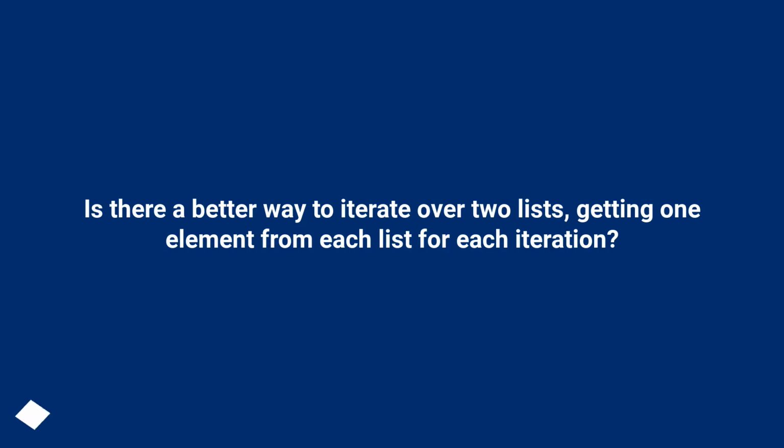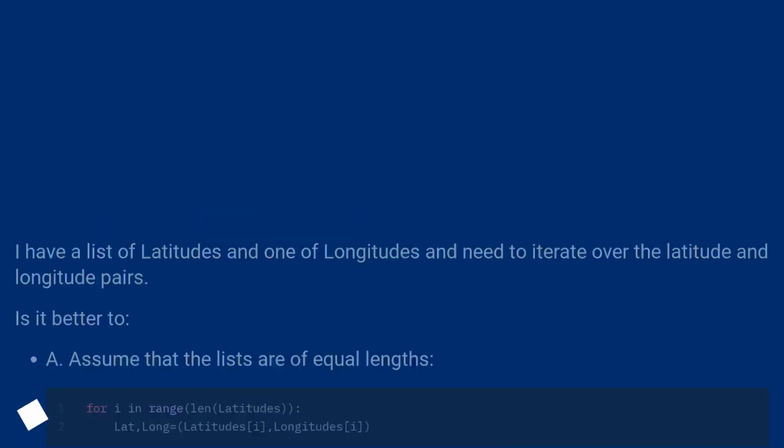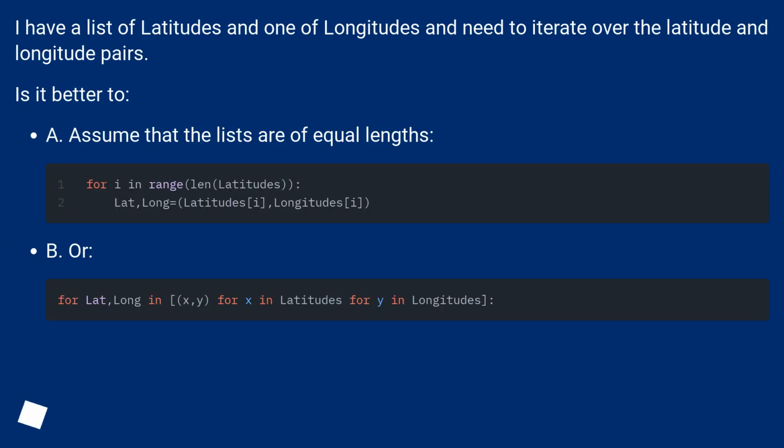Is there a better way to iterate over two lists, getting one element from each list for each iteration? I have a list of latitudes and one of longitudes and need to iterate over the latitude and longitude pairs.